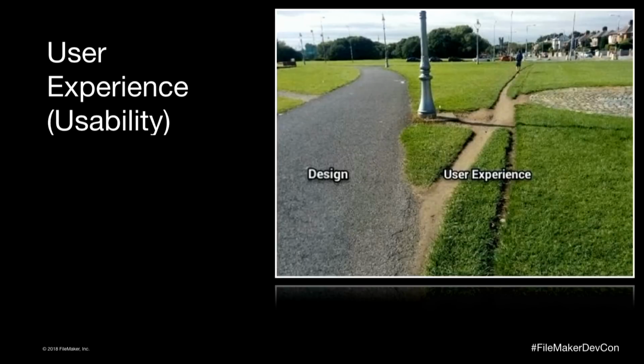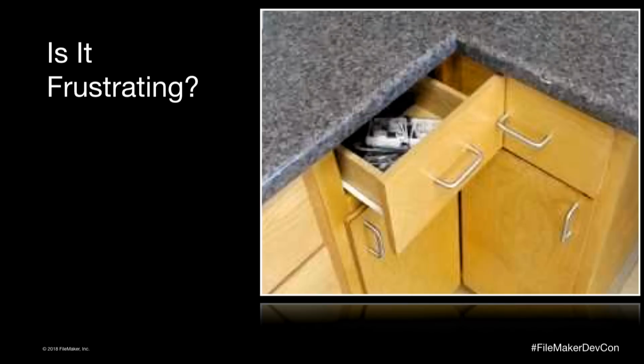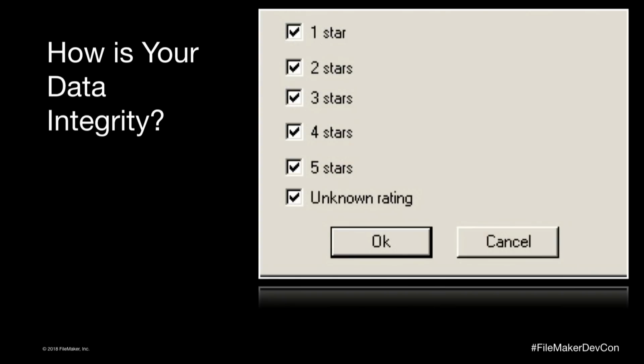And then we come to user experience, how the user uses the system. As developers, we can sit down and blueprint everything out, we can design it and design it and design it, but it doesn't necessarily mean that's how the user is going to use it. So you need to make sure that you get feedback along the way. Because when you start using the system, are you sending the right message? Or is it frustrating? I had a kitchen like that when I was renting a house when I first moved to Las Vegas, so that's actually true. And on top of all of that, how is your data integrity?